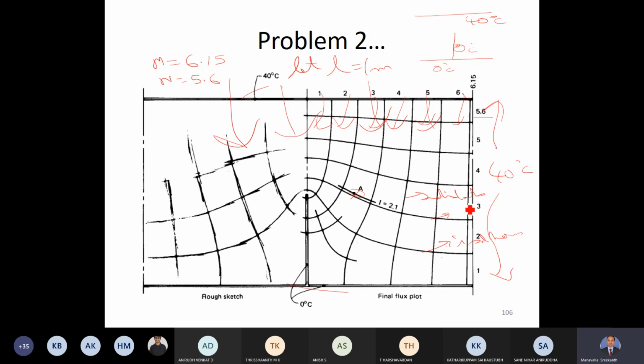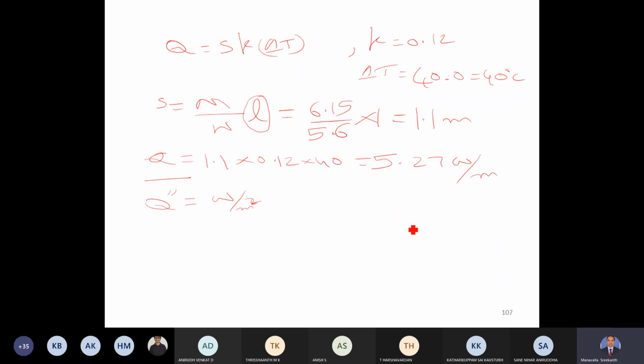So for 5.6 steps, the temperature increment is 40 degrees. So it is rising, isn't it? From 0 degrees to 40 degrees. So in 5.6 steps, the temperature rises 40 degrees. So in 2.1 steps, how much is the temperature rise?